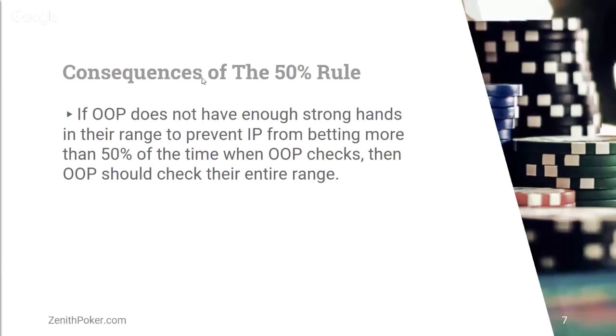So the in-position player might only have a betting range around 60% and a checking range of 40%, but that would still mean the out-of-position player should check their entire range.